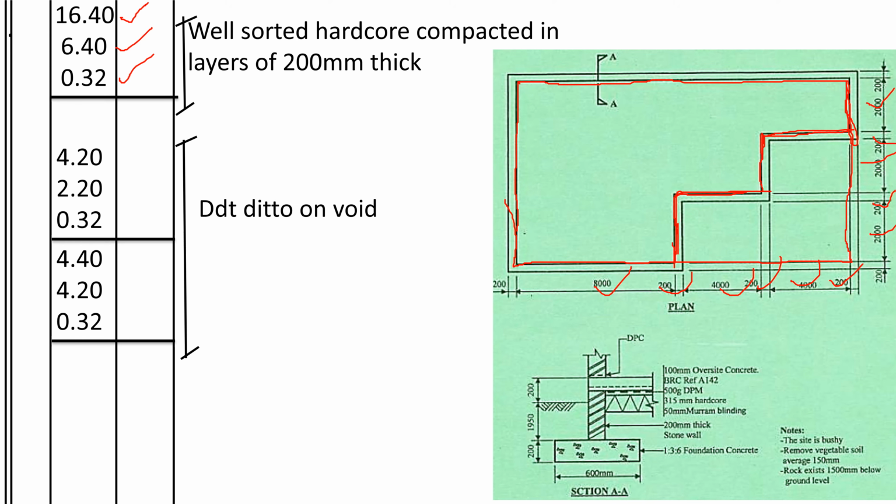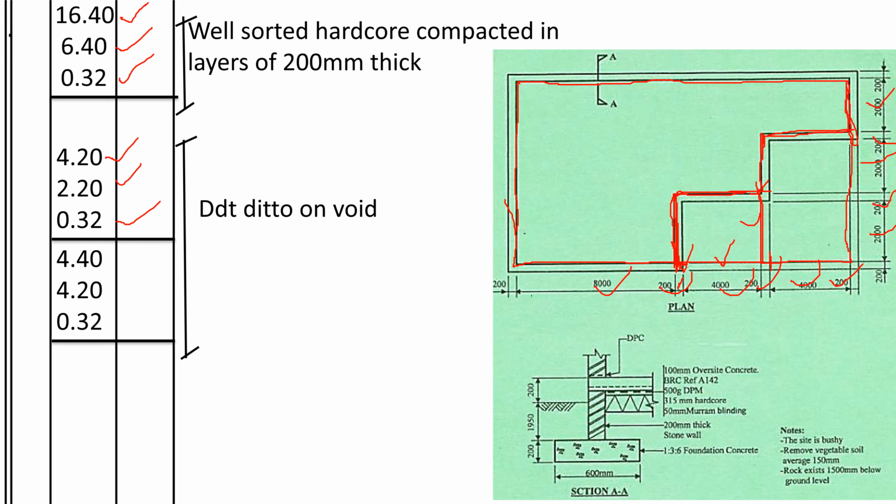Now detail for the void. The void now, the dimensions from here up to here. What are the dimensions? From here we shall take 200 plus 4000, up to there, because this other one will form a rectangle on its own. 2000 plus 4000 is 4.2. Then the other one for the width, it's from here to here, 2000 and 200, 2.2.